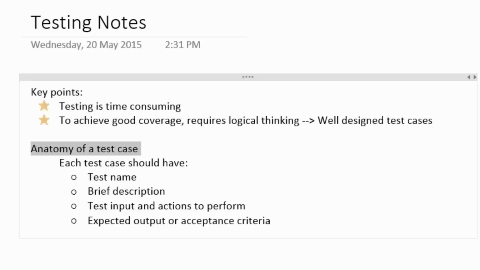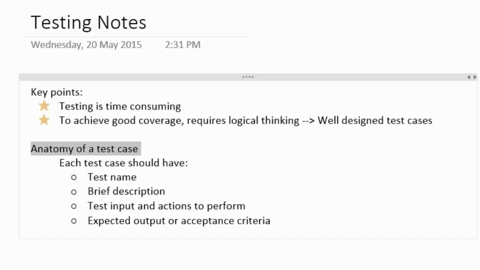Okay. So when looking at a test case, the anatomy of a test case, each test case should have a test name. A brief description is also very useful. A brief description would tell us what the purpose of the test case is. For example, it could describe what kind of functionality it's testing and why. It absolutely needs to have test input and actions to perform as part of that execution of the test. So when we give our test cases to someone to execute them, they need to know what they need to enter into the system and what actions to perform as part of the test. And then lastly, it needs to have expected output, or also sometimes called acceptance criteria. So these are the results that we compare to our actual execution results.